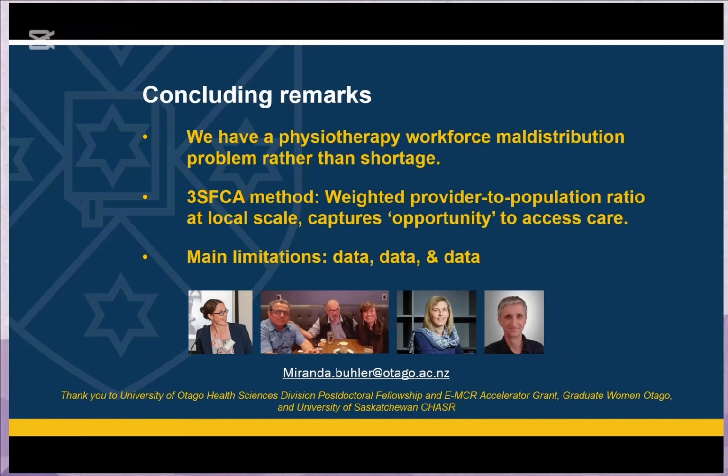The weighted provider to population accessibility score is a robust method to capture opportunity to access care in terms of both distance barriers and the competition from the surrounding population. Poor quality and lack of organised sources of data were the main limitations.